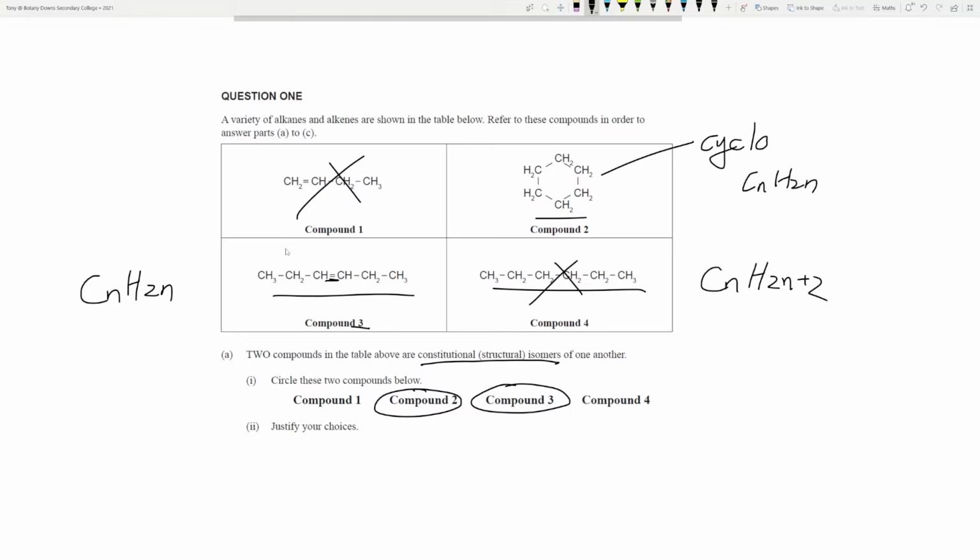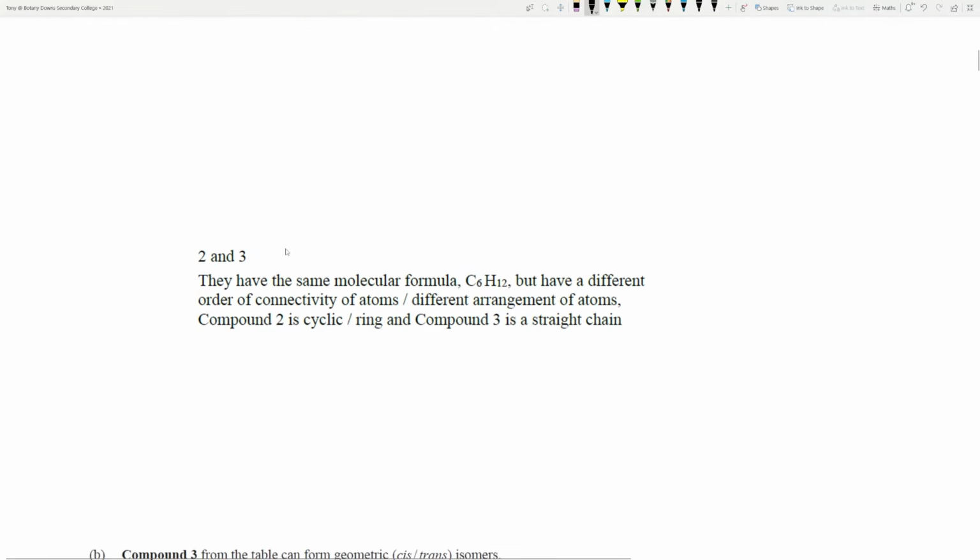You can just manually count, so that's a really easy achieved. If you don't know what you're doing, just literally count it. Now, justify your choice. We have the same molecular formula, which means the same number of carbons and hydrogens, C6 and H12, but they have different arrangements. Compound 2 is a cyclic structure. So it's the same molecular formula and just a different arrangement. Very straightforward.